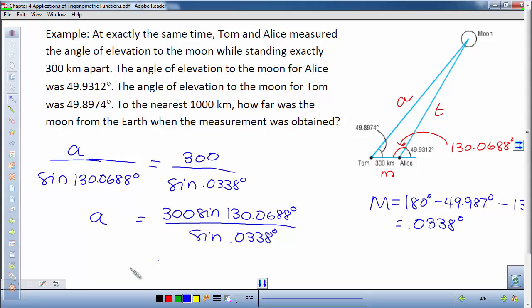Is that what we were looking for? Yes. Okay, A is approximately 390,000. Actually, this was kilometers. So roughly, I think, about half as many miles. I think a mile is about 2.5 kilometers, something like that. Okay, questions about this?